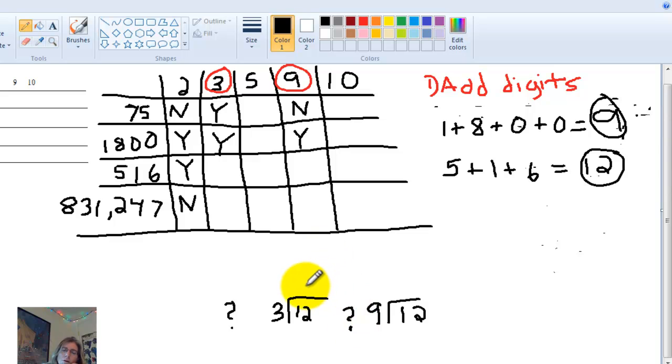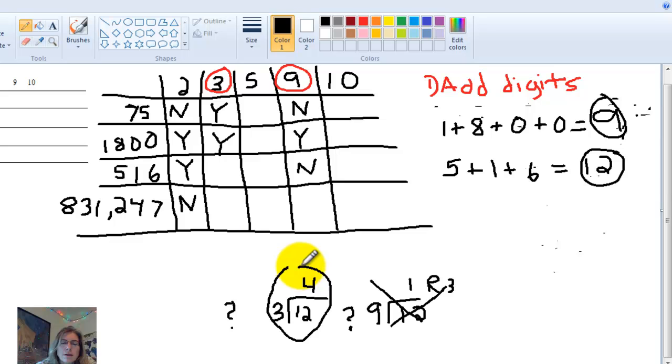Yes, 3 goes into 12 4 times. 9 does not go into 12 evenly. There's a remainder of 3, as we sorted out before. So it is not divisible by 9. No. But it is divisible by 3. Okay, and let's look at this big number here.